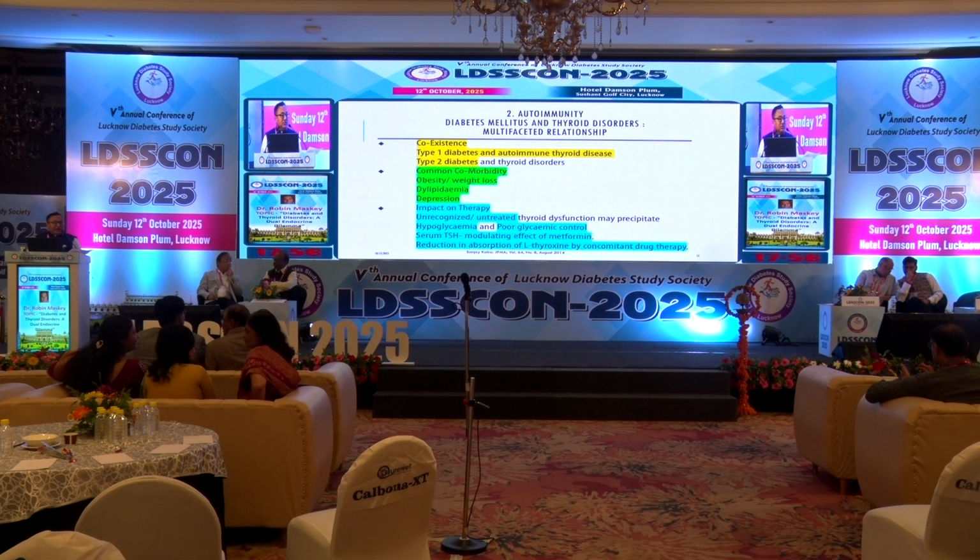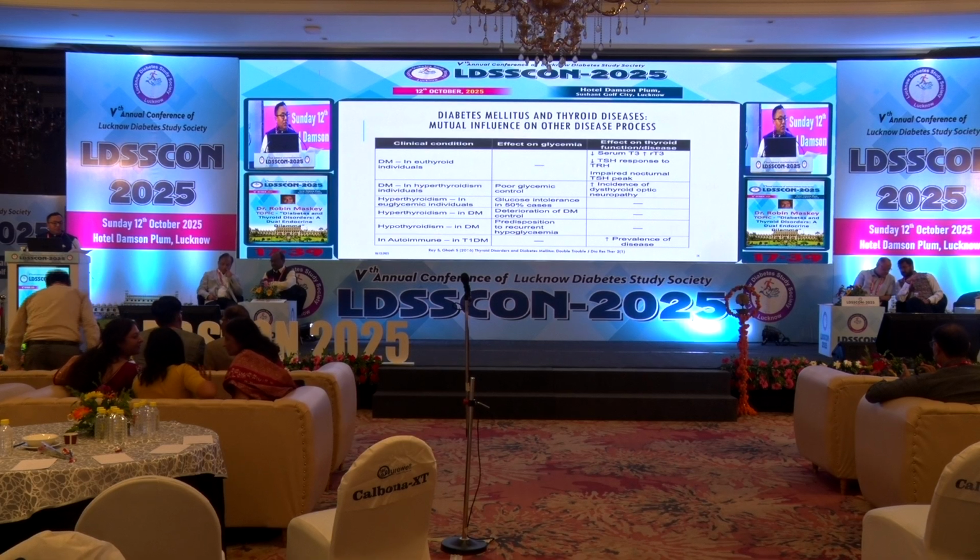Weight loss is seen in hypothyroidism also, and if the patient has uncontrolled blood sugar, they come with weight loss. Dyslipidemia and depression can be seen in hypothyroidism and also in diabetes as comorbidities. So they are interlinked with each other. How does it impact therapy? I will go into that more on the subsequent slide.